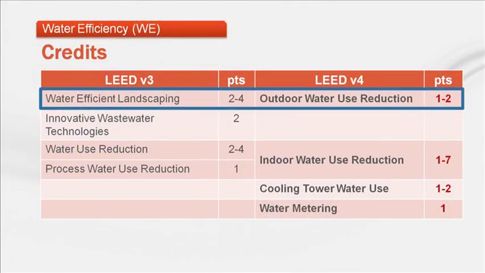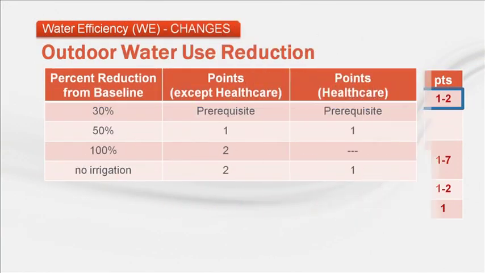In LEED version 3, credit 1 is water efficient landscaping. This credit has been renamed to outdoor water use reduction. Project teams will have 2 options to achieve this credit. They can either further reduce the water use for landscaping or eliminate the need for irrigation completely. The table here shows the possible point breakdowns for outdoor water use reduction. Again, like the prerequisite, the baseline water consumption is calculated using the EPA WaterSense tool.